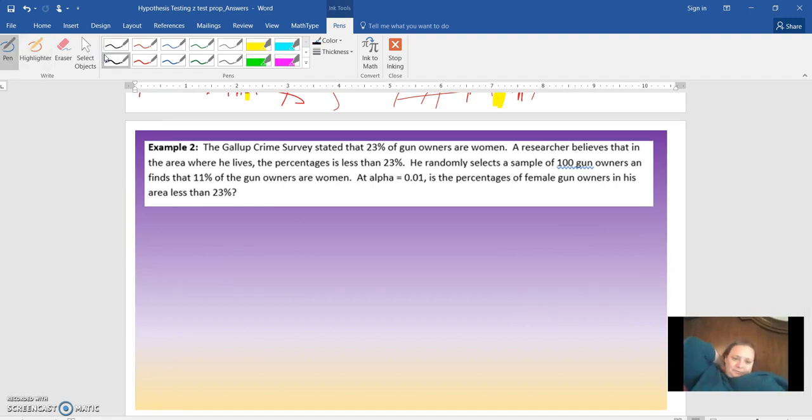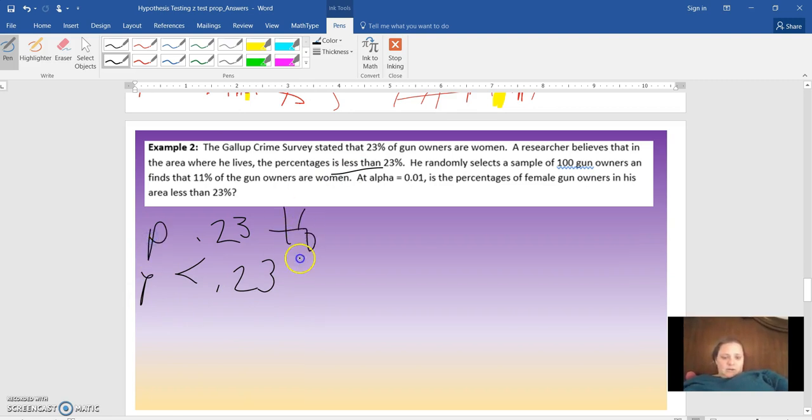All right, let's do another problem. The crime survey study stated that 23% of women were gun owners. The researcher believes it's less than 23. So this is the null. This is the alternative. He randomly selects 100 people, and he finds that 0.11 of gun owners are women. And so we need to change that because our calculator needs us to have x. And so x is going to be 0.11 times 100.